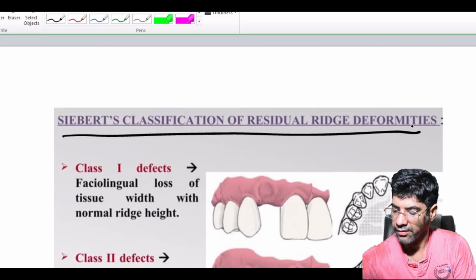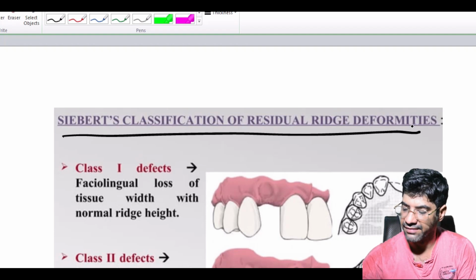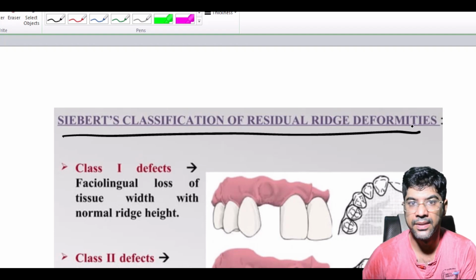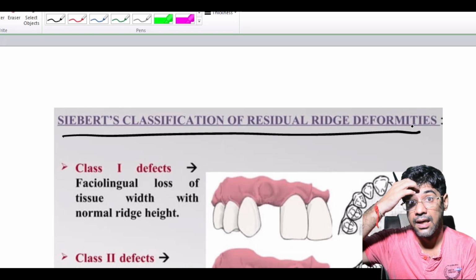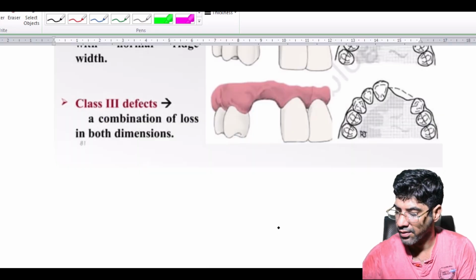So this one is about Seibert's classification of residual ridge deformation. Class 1, when there is loss of faciolingual, that is buccolingual, tissue width with the normal ridge height. In this type of defect, the ridge has undergone resorption in the horizontal direction, leading to reduction in width but maintaining its original height.